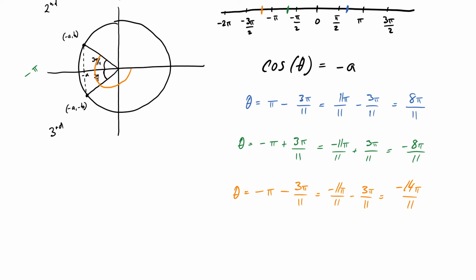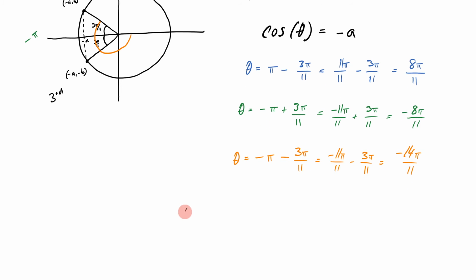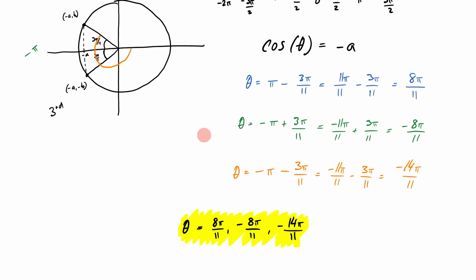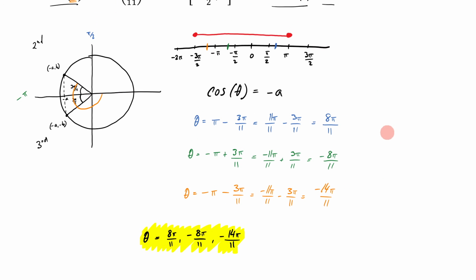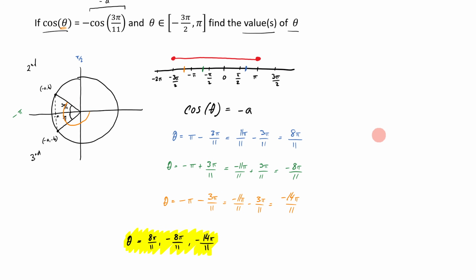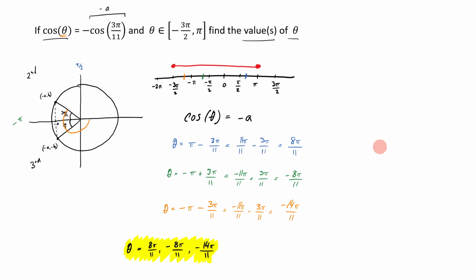So that means I can write down my answer as theta is going to be 8 pi on 11, negative 8 pi on 11, and negative 14 pi on 11. These are all the angles that fit within my domain that give me negative a out. That is how you would approach a question like this. And of course, you'd want to do it a lot quicker than the way I've done it, but I've just slowly worked it through with you so you can get an understanding of what's happening. But again, you'd want to do this a lot quicker in a test situation.